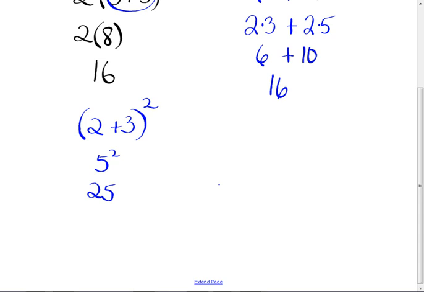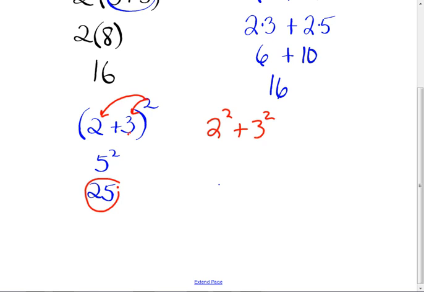Let's try distributing that too, because my other students do it all the time. So if you were to distribute it, you would get 2 squared plus 3 squared. Remember, in math, everything has to come out to the same answer. One of them is right, and one of them is wrong if they're not the same. Now, first off, do you believe this? 2 plus 3 is 5. 5 squared is 25. Do you believe that that's probably true?